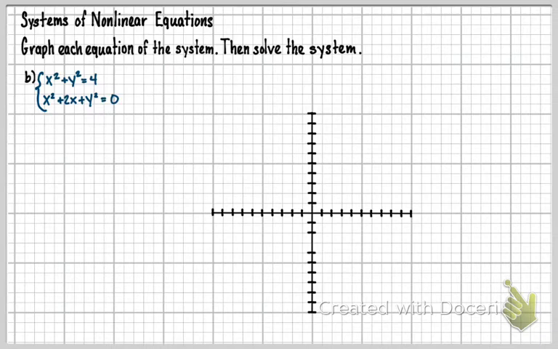So let's graph this. So there's our circle of radius 2. Now we're going to take a look at this bottom one here. The bottom one here is also a circle, but it's not as easy to see. So what we're going to do is just do completing the square here. And then when we do that, you'll be able to see that it's actually a circle as well.